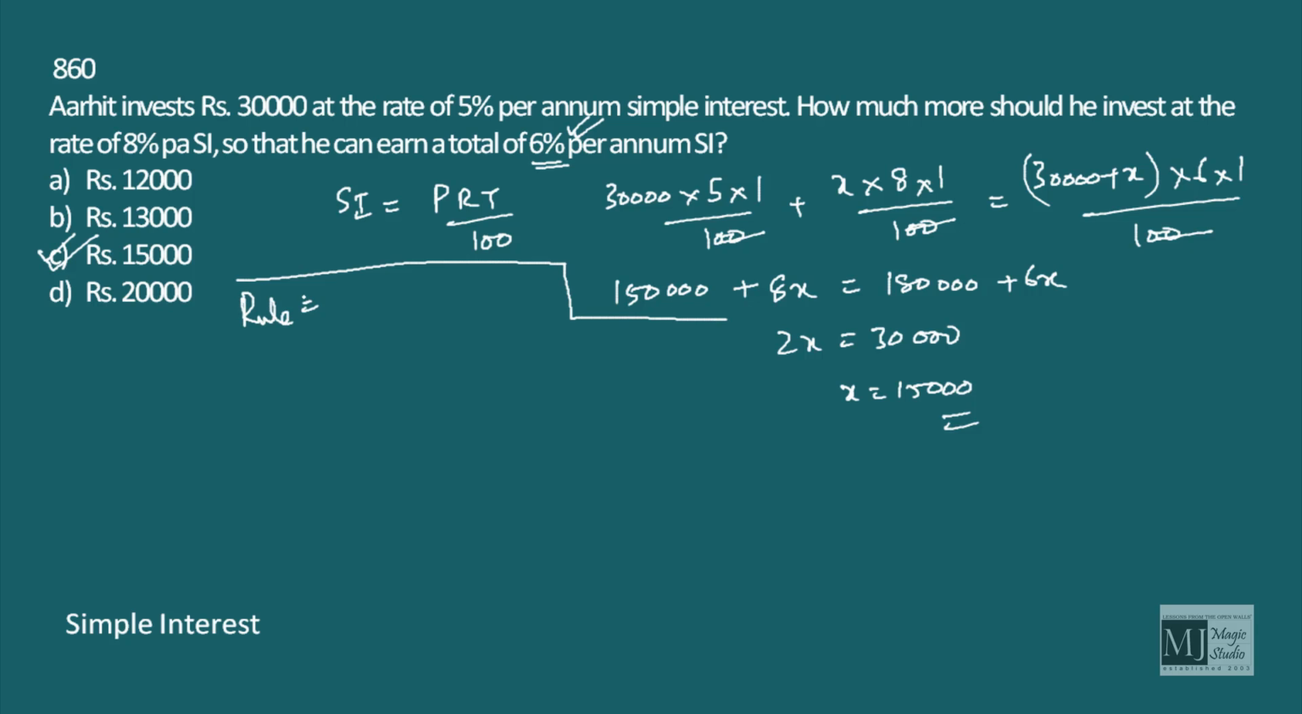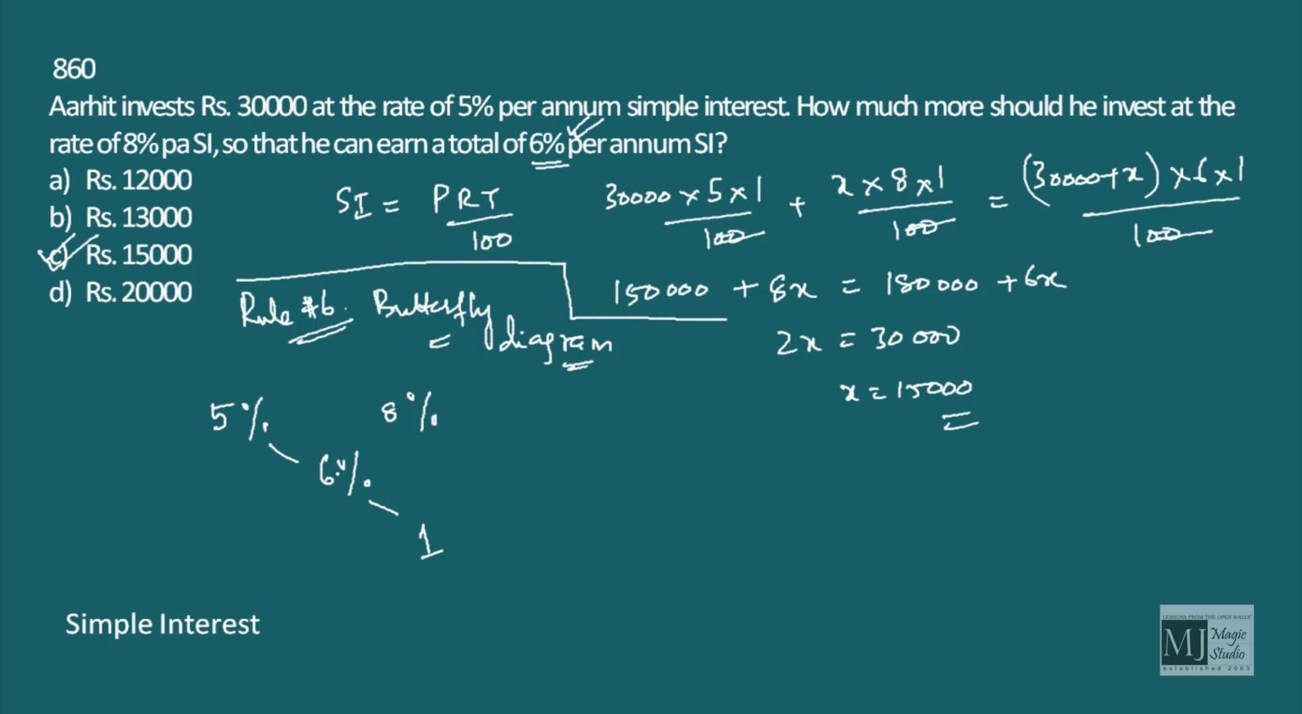Yes. Rule 6, jungle rule, butterfly diagram. And that will help us in solving these type of question in 5 seconds. 5% interest combined with 8% interest should give us 6% interest. Difference between 5 and 6 is 1.